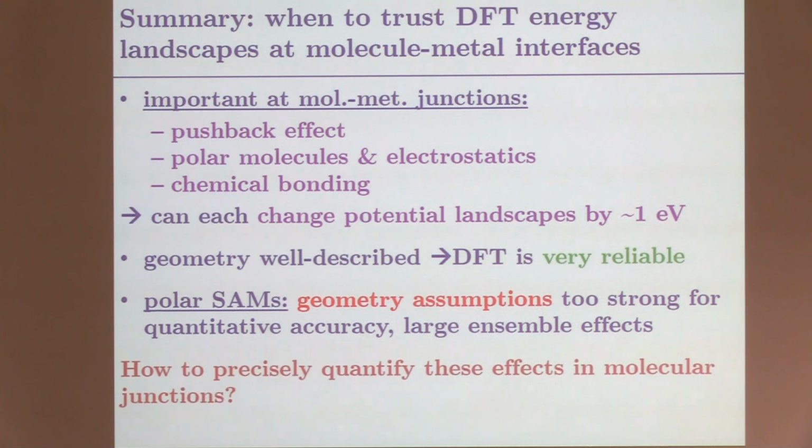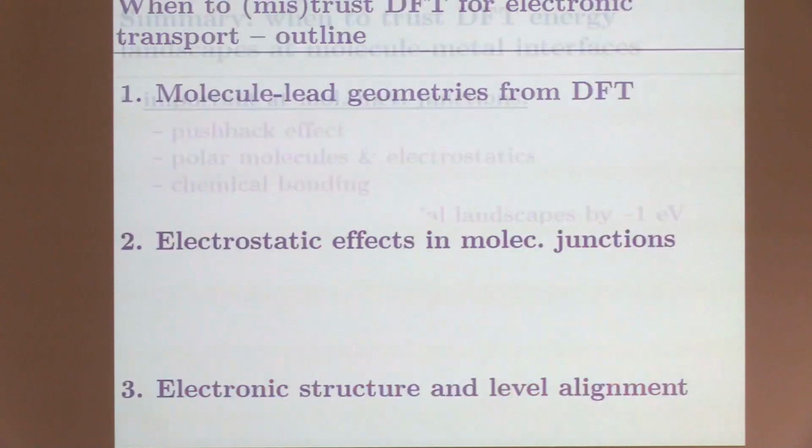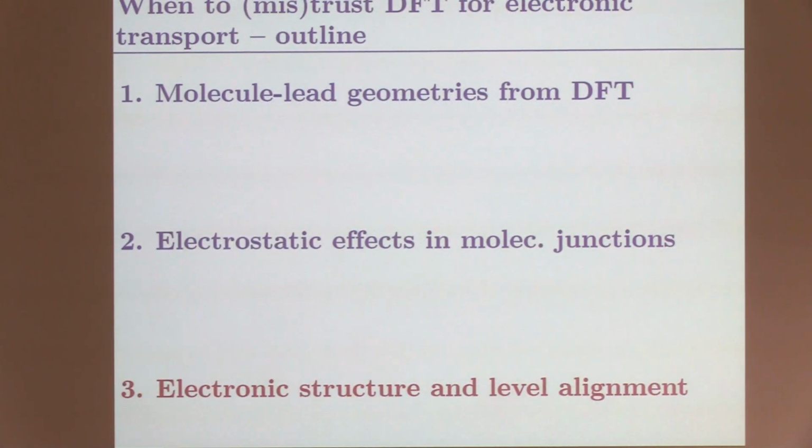And I think it's interesting with all this progress to ask ourselves, how do we precisely quantify energy landscapes? Maybe we've seen the XPS approach by Michael, but maybe there are other approaches by which we can quantify these effects in molecular junctions even more precisely. All right, so with the last few minutes, I will address electronic structure and level alignment.